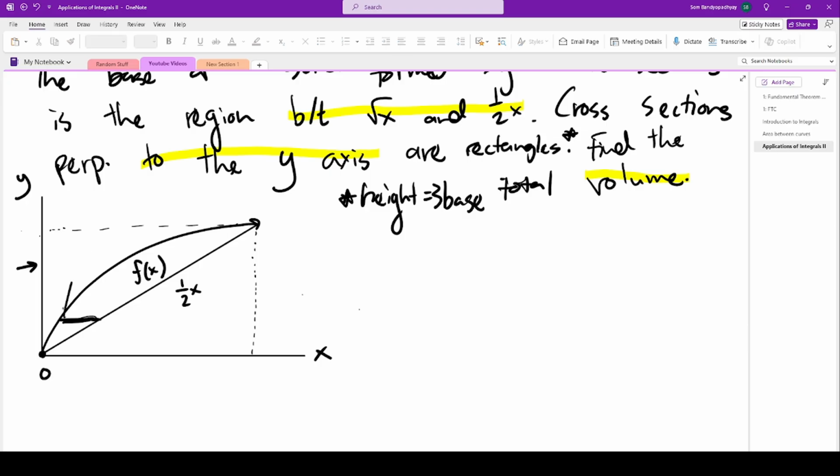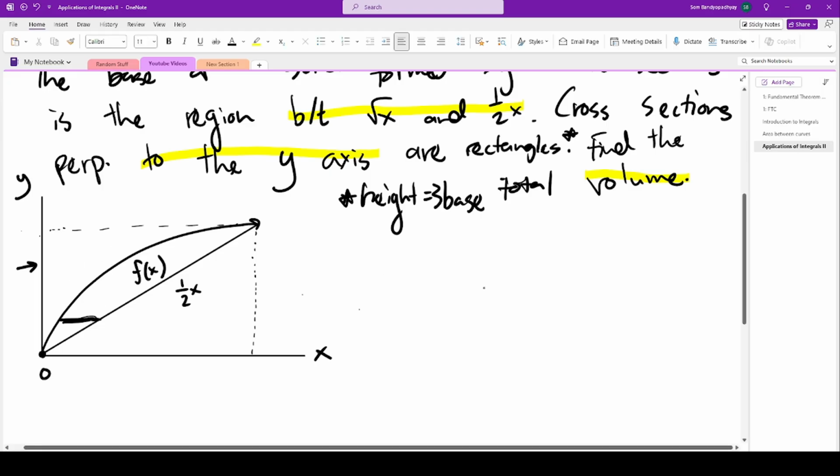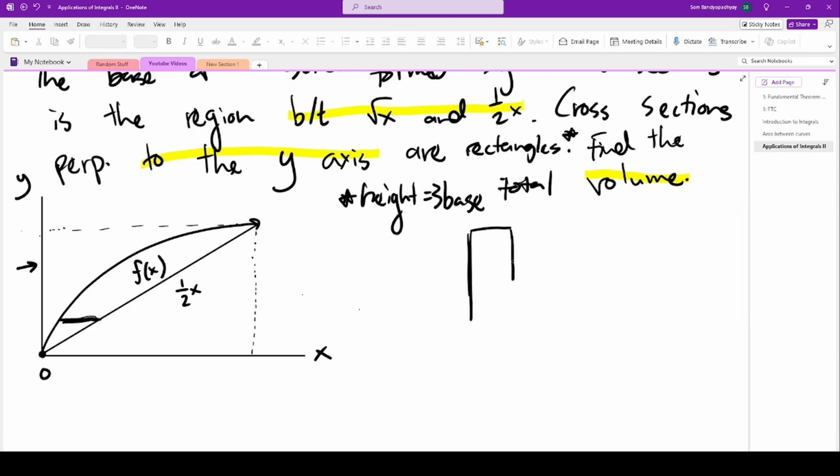Your rectangle is going to look something like this. And it's not the best artistic rendition, but yeah, you get the point. So this is going to be your rectangle, right? The base is f of y, and the height is 3 times f of y, and the width is dx, right?